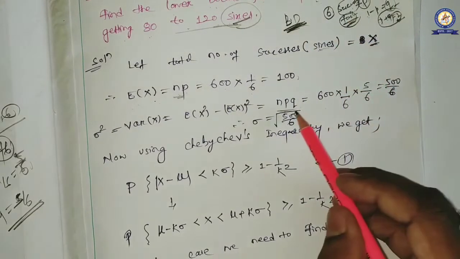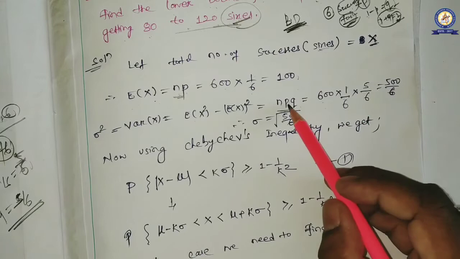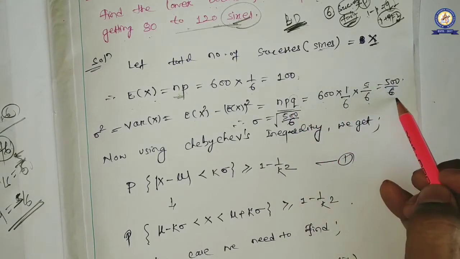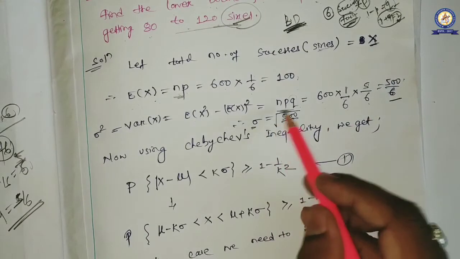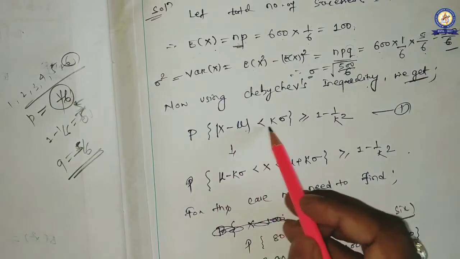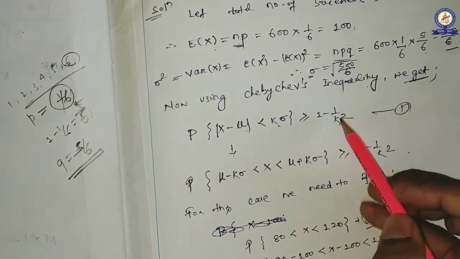That will be 600 into p, which is the probability of success, 1 by 6, and probability of failure q is 5 by 6, equal to 500 by 6, and sigma, the standard deviation, will be root of 500 by 6. Now using Chebyshev's inequality, we can get that probability of |x minus mu| less than k sigma will always be greater than or equal to 1 minus 1 by k square.